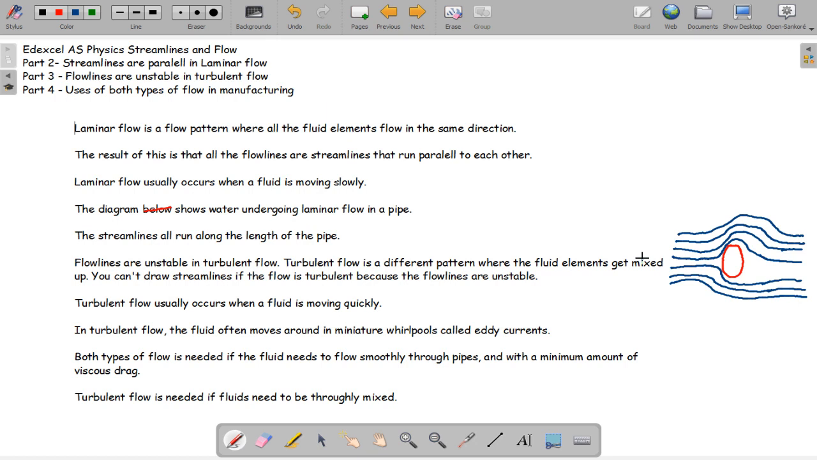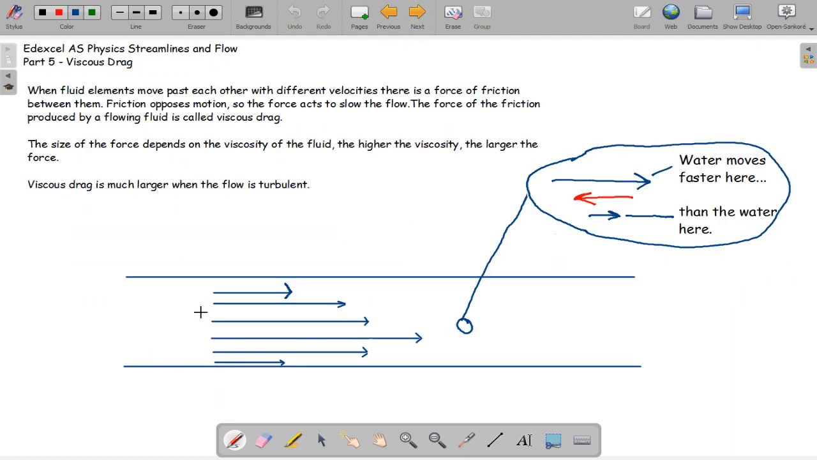In turbulent flow, the fluid often moves around in miniature whirlpools called eddy currents. Laminar flow is needed if the fluid needs to flow smoothly through pipes with a minimum amount of viscous drag. More about that in the next tutorial on viscosity. Turbulent flow is needed if fluids need to be thoroughly mixed. So move on to the next page. I can show you the diagram now.